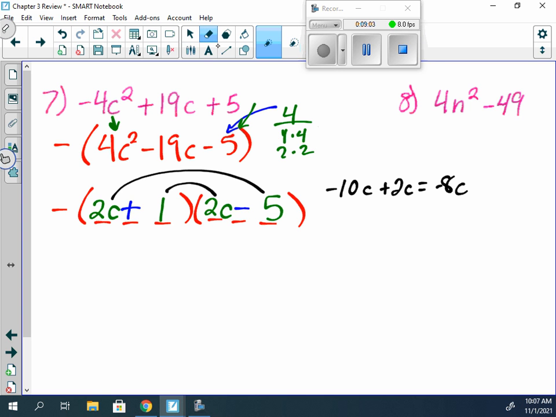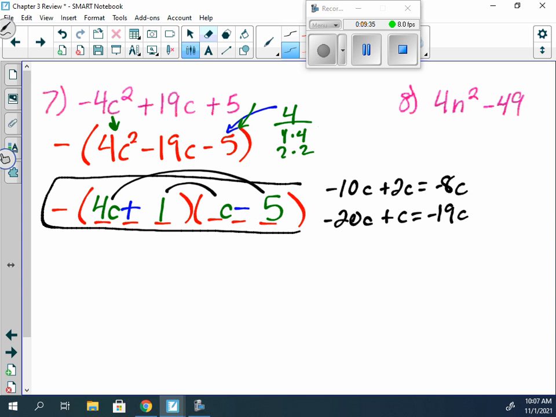Saying 4 and 1, right, because 2c and 2c, even if we flip the 1 and 5 or the 2c and 2c, it really wouldn't change anything. So we'll look at this here. 4c times negative 5 is negative 20c. 1 times c is plus c, which is negative 19c. Is that what we wanted? Yes. So that there is the correct factors. And factoring out the negative 1 will make it a little bit easier to work with.